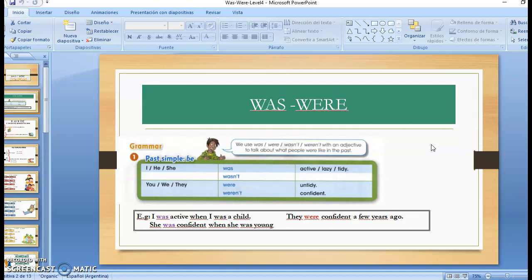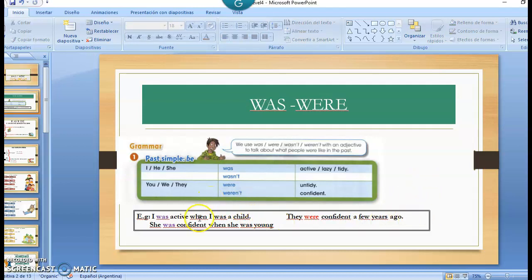Por ejemplo, I was active when I was a child. Yo era activo cuando era chico. I was confident when I was young. She was confident when she was young. Ella era, confiaba en sí misma cuando era joven. They were confident a few years ago. Eran seguros de sí mismos, ¿sí? Hace unos años atrás, ¿sí?